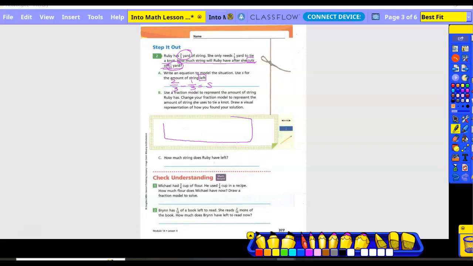So we need to draw our box. Okay, break it in half. That's one whole. How many pieces do I break the bottom half into? 3, because that's what our denominator is. Each one of those pieces is 1/3. Now, how much string does she have?